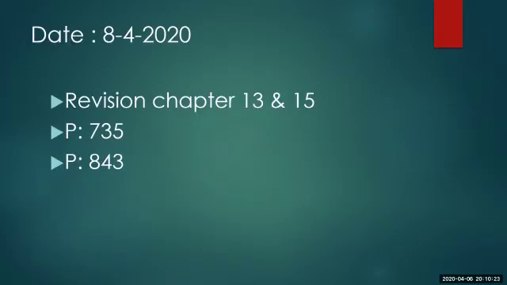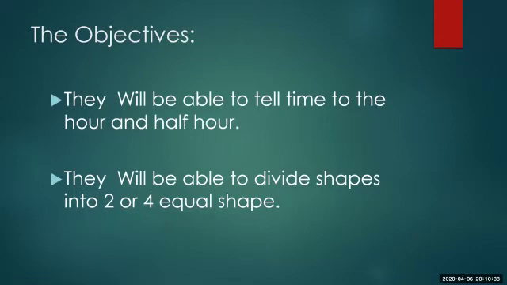Today we will make revision for chapter 13 and 15. Please open page 735 and write the date 8/4/2020. The objectives for today: they will be able to tell time to the hour and half hour. Do you remember? And they will be able to divide shapes into 2 or 4 equal shapes. Okay?